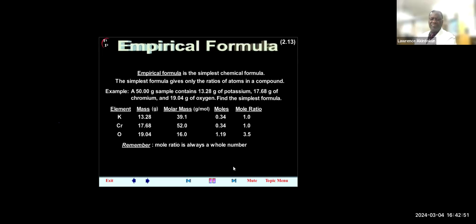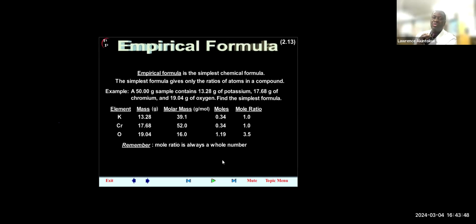Remember, mole ratio is always a whole number. Now, in this case, we have 1.0, 1.0, and 3.5. You are not permitted to round up 3.5 to 4 because the mole ratio has to be a whole number. This is a special case. Any answer that you see that has 0.5 as one of the answers, you use factors. So you use a 2 to multiply it just to get rid of the 0.5. Maybe 0.5, 1.5, 2.5, 3.5, 4.5, 6.5, any answer that has 0.5. And remember, even if, let's say, one of the answers is 1.49.